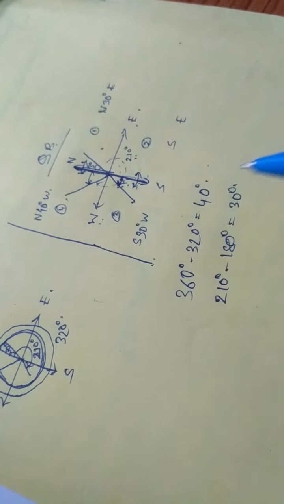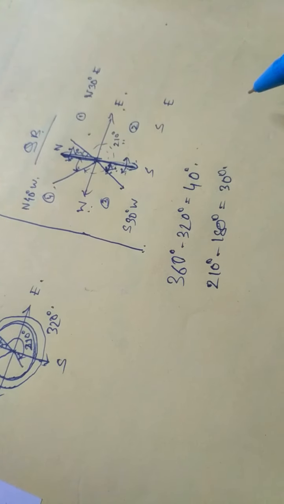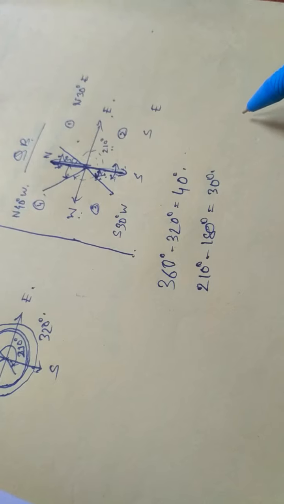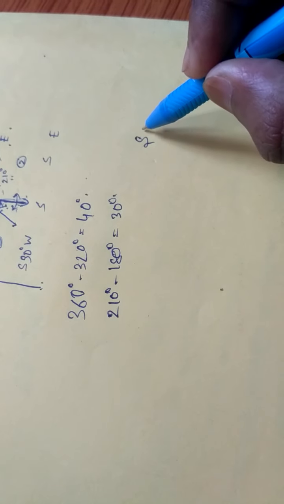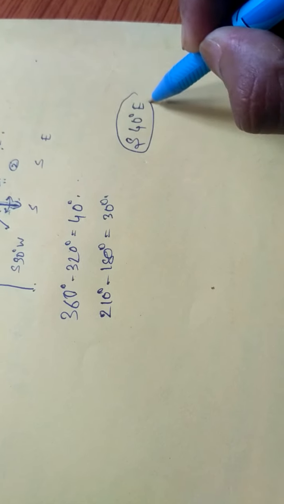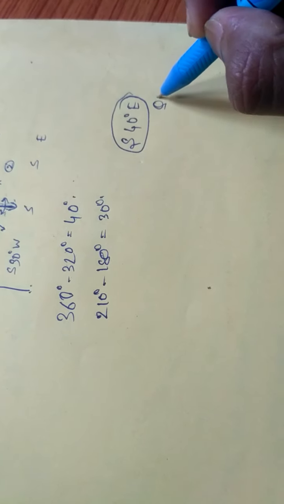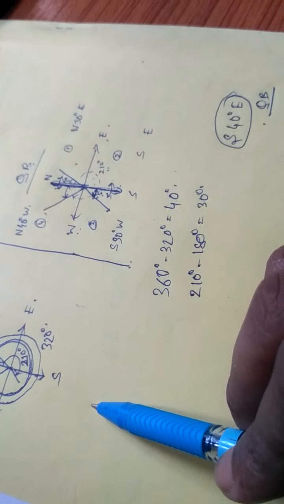Now one example from quadrantal bearing system to whole circle bearing. Suppose this is your south 40 degree east. This is your quadrantal bearing given. You need to convert it into whole circle bearing.